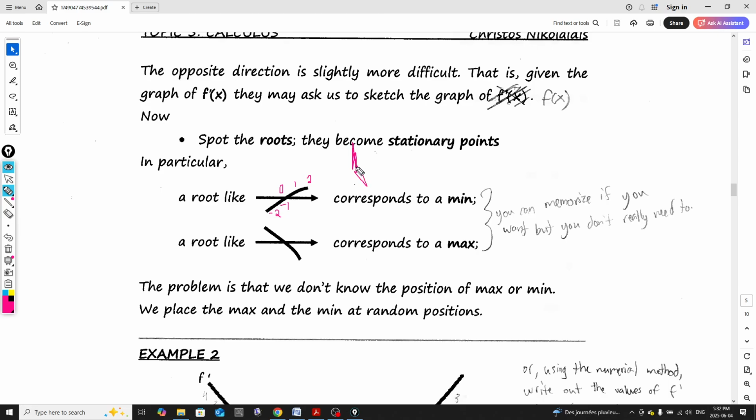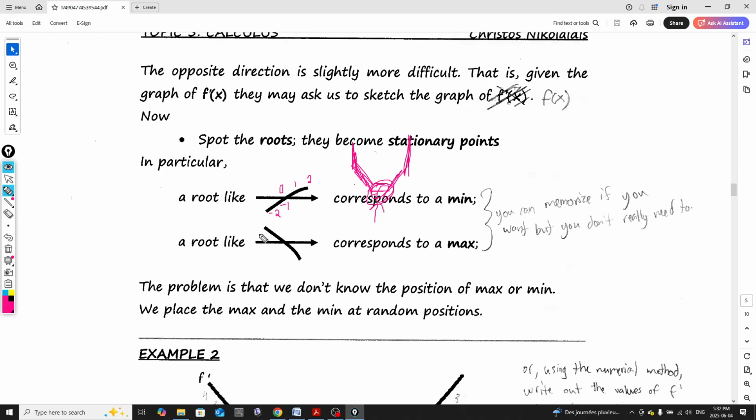I've got a slope of -1. Then I've got a slope of 0. And then I've got a slope of 1. And then I've got a slope of 2. As you can see, this is looking like it's curving up. This is a minimum right here. So this root right here, this 0, corresponds to a minimum.